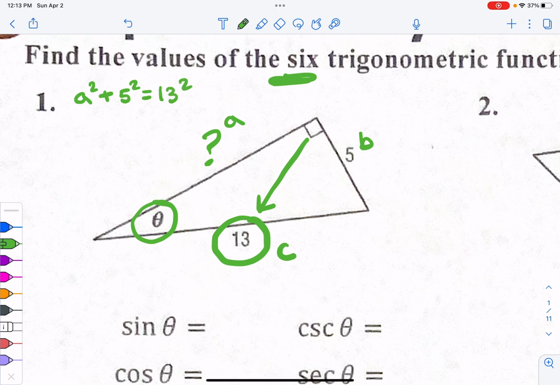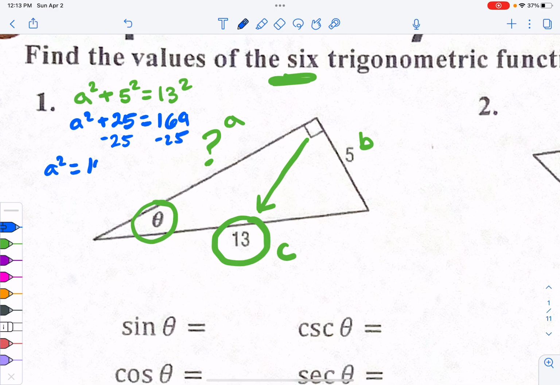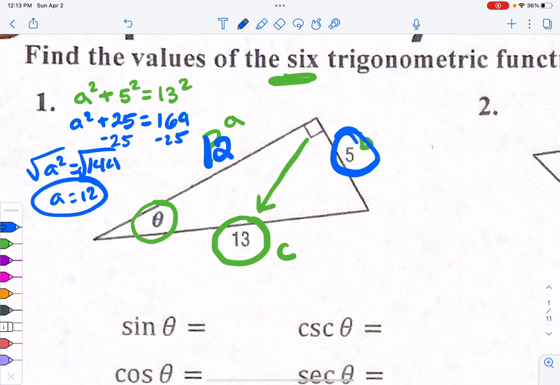So a squared plus 25 equals 169. And if we subtract the 25 over, we get that a squared equals 144. And when you take the square root, that comes out perfectly as 12. Now, some of you might have known already that this was a 5, 12, 13 right triangle, because those are the three. It's called a Pythagorean triple, or a perfect right triangle where those come out without any decimals. So that's kind of how that works.